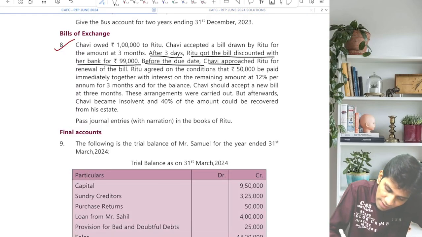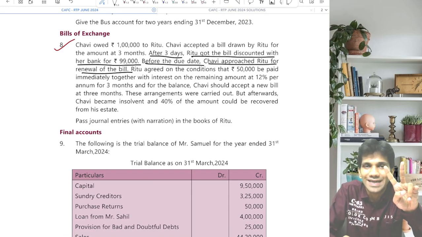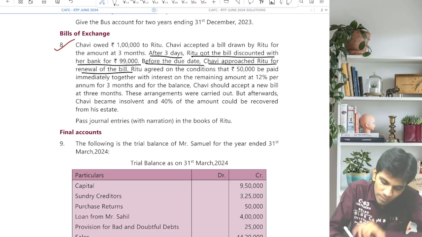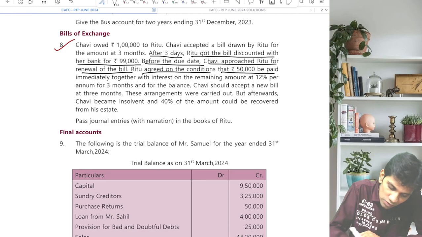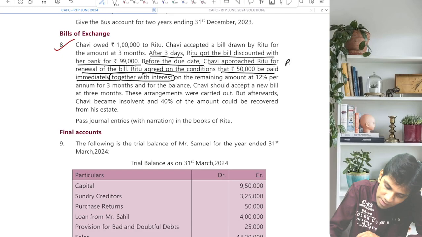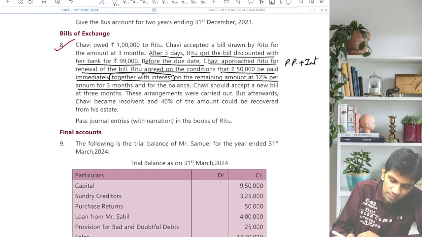Before the due date, Chavi approached Ritu for renewal of bill. So whenever renewal comes, there are 4 steps: dishonor, interest, part payment, new bill. Ritu agreed on the condition that 50,000 to be paid immediately together with interest. So part payment is coming and interest also coming along with part payment. So 50,000 to be paid immediately together with interest on the remaining amount at 12% per annum for 3 months.